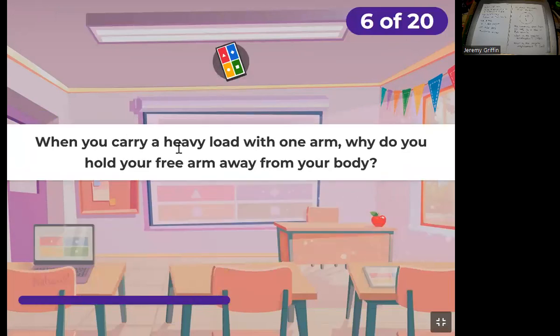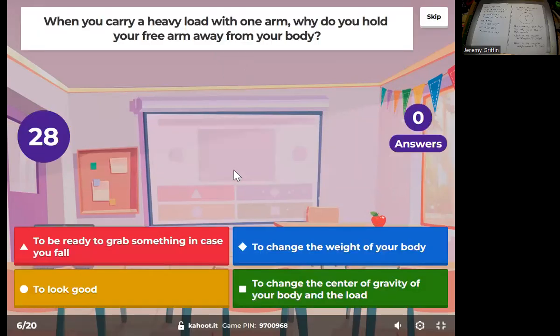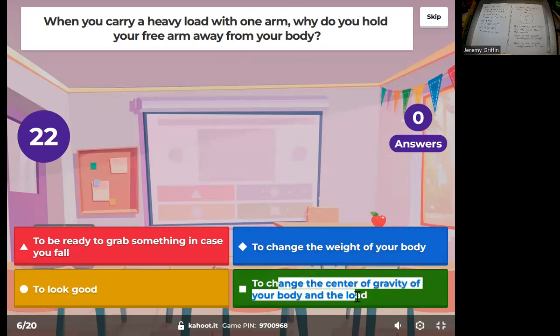You carry a heavy load with one arm. Why do you hold your free arm away from your body? They'll probably balance out your torque, right? Let's see. Change the center of gravity of your body, right? Okay, yeah, cool. I guess that's another perspective, right? You move your center of gravity back over the middle of your feet because you have something really heavy on one side.